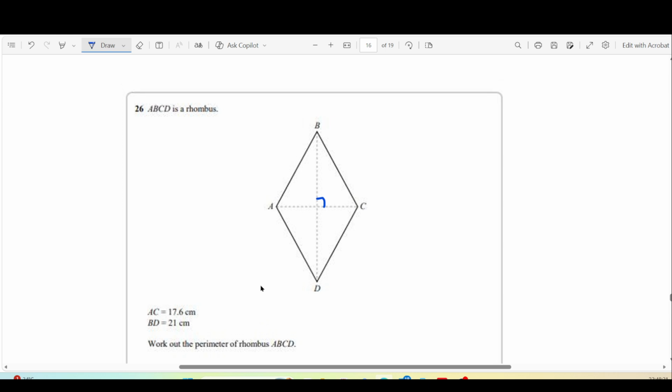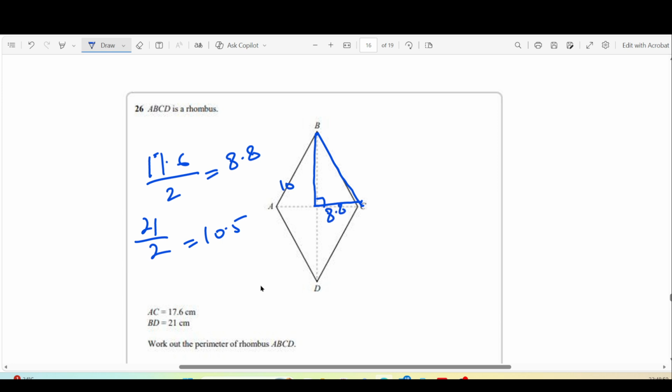So first we find the length of half of the diagonal. AC is the diagonal, which is 17.6. If you halve it, divide it by 2, you get 8.8. Then BD, this is 21, halve it, which is 10.5 centimeters. Now we will use the Pythagorean theorem because it is a right angle triangle. We have this which is 8.8, this which is 10.5. We can find the hypotenuse, right? Let's say this is h.